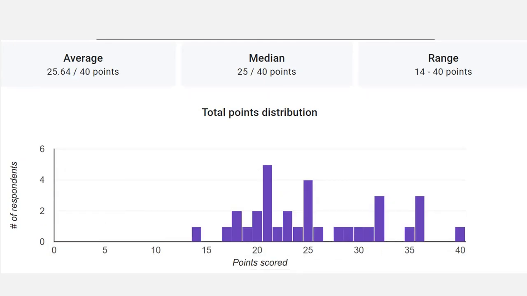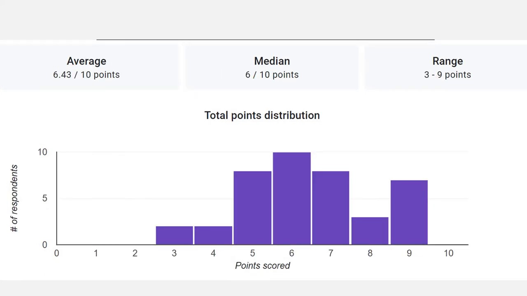So in this case, we look at the median. The median is 25, the mean is 25.64, so just a little higher than the median, and the mode is lower. So we can say that it's more on the negatively skewed distribution because the mode is smaller than the median, and the mean is greater than the median.